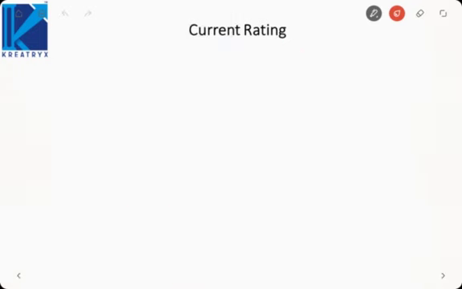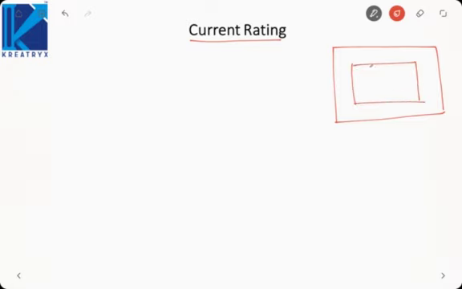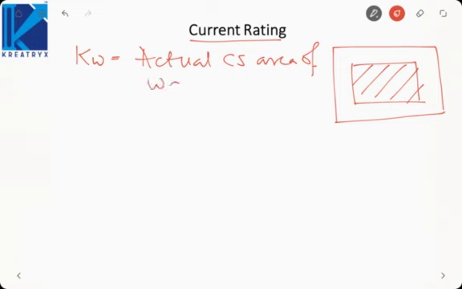Next is my current rating. Actually, when we are talking about a transformer, suppose I am considering a core type transformer, this region is called the window. So we define a window factor, which is the actual cross section area of winding divided by window area. This is called the window factor.